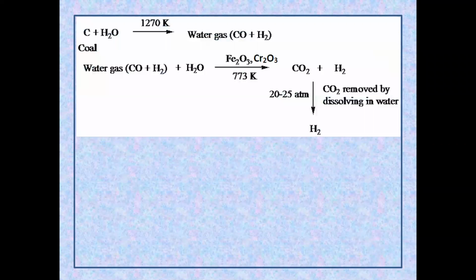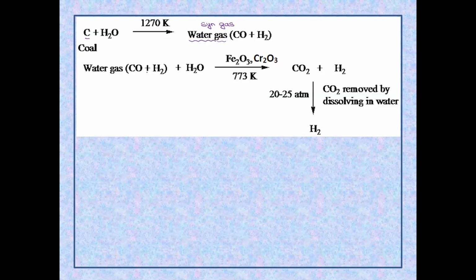Now this was the Bosch process. Bosch process में coal or hydrocarbon is added with steam, that is water heated to a high temperature of 1270 Kelvin. So what happens over here is the carbon takes away the oxygen and forms a mixture of carbon monoxide plus hydrogen, which is also called as water gas or synthetic gas, which is used for synthesis of many important industrial chemicals. So it is called as water gas or syngas.